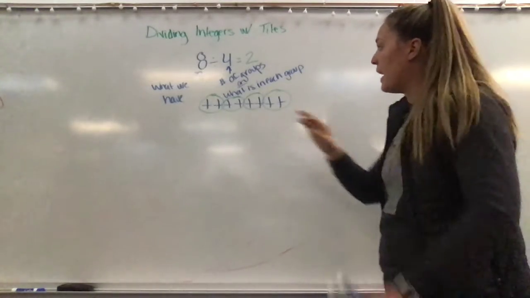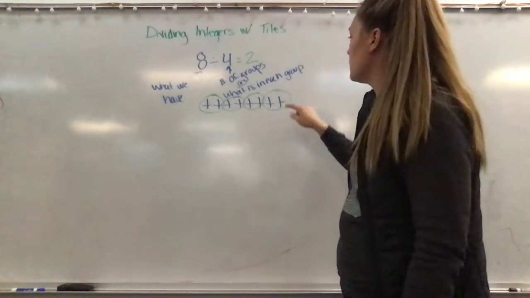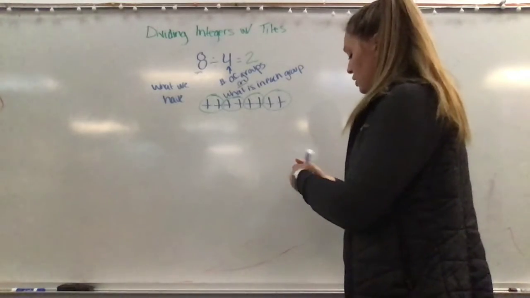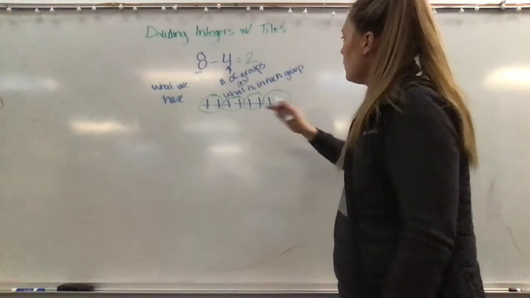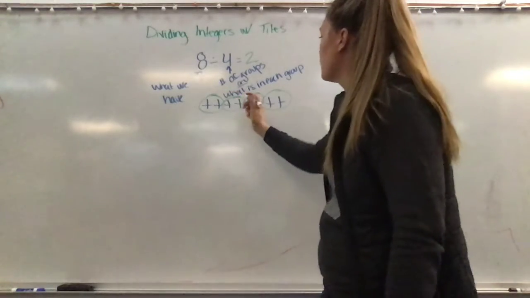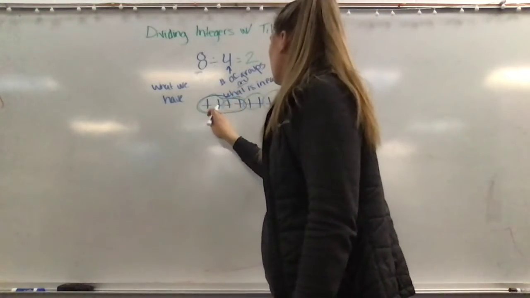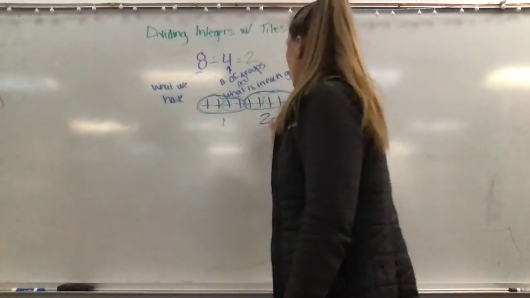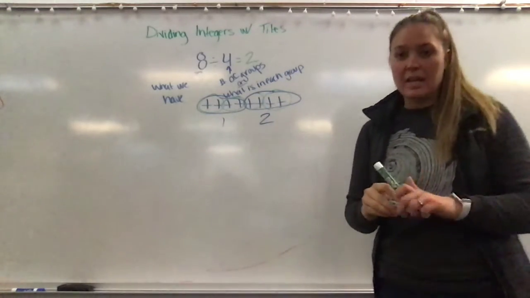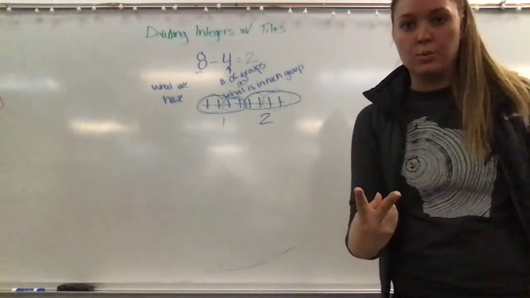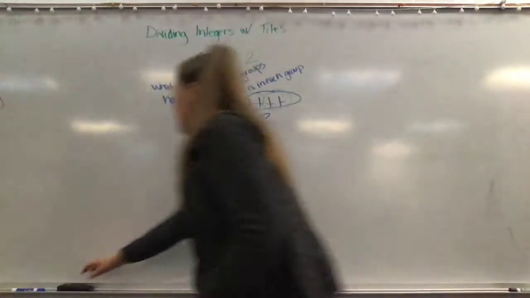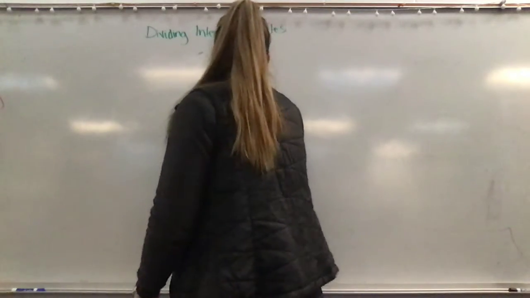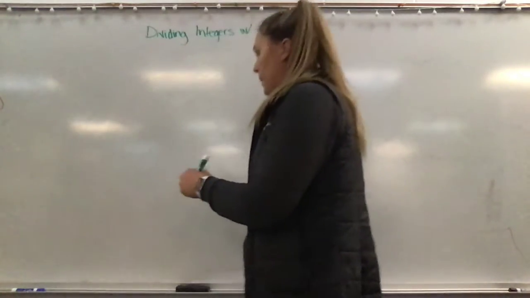So if I take 8 and I put it into 4 groups, there's 2 in each group. Or I could also do what's in each group. So if I want 4 in each group, 1, 2, 3, 4, 1, 2, 3, 4, I have 2 groups. Either way, I'm getting 2. Okay. But let's look at another situation where we have a negative divided by a positive.